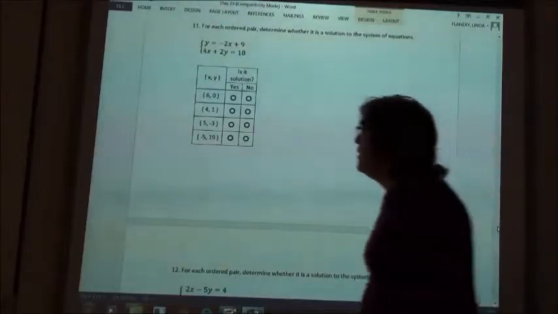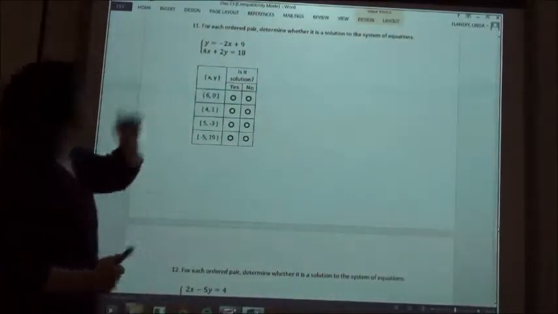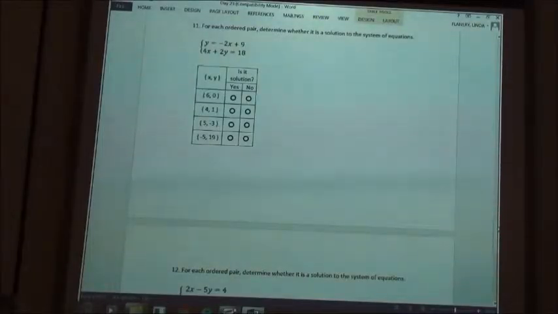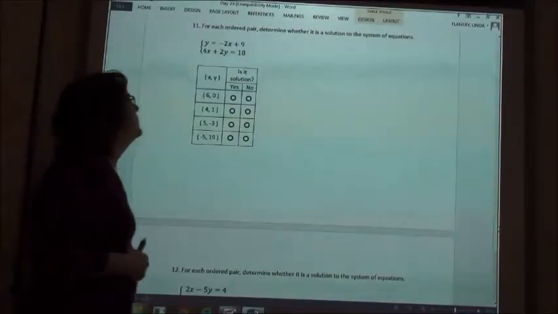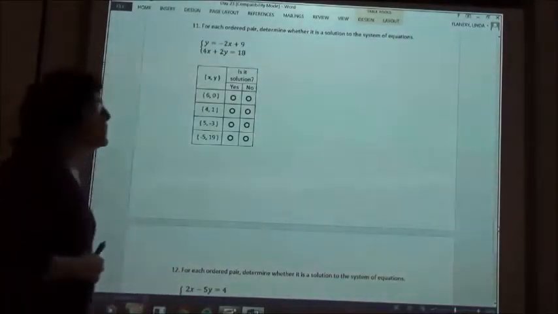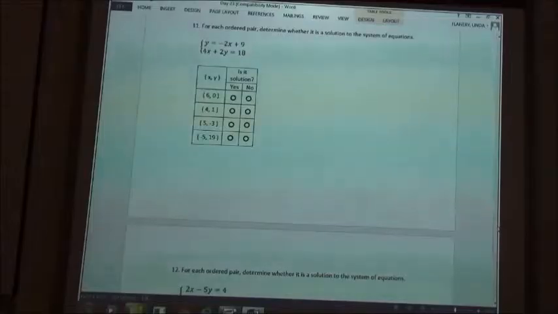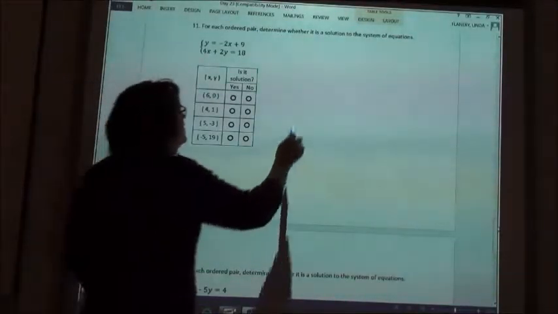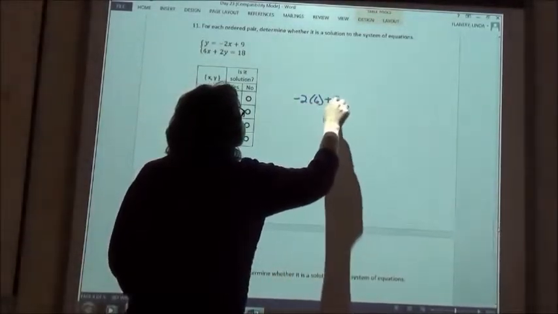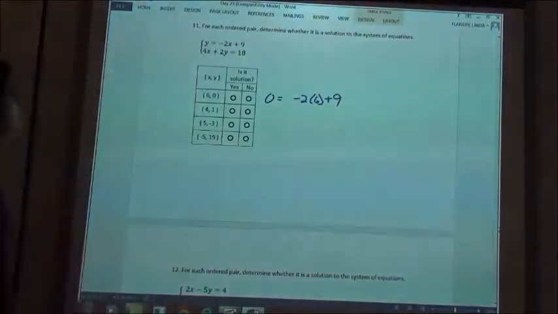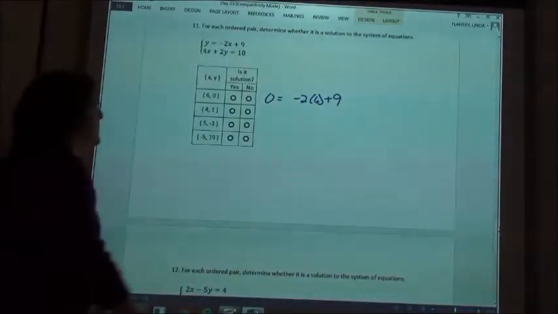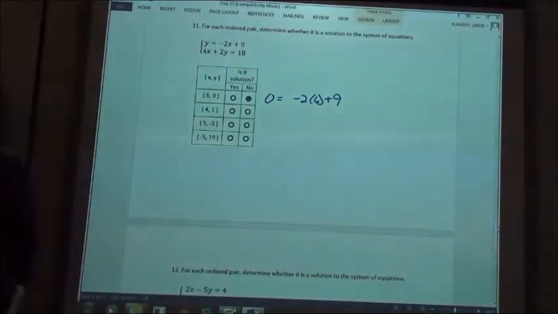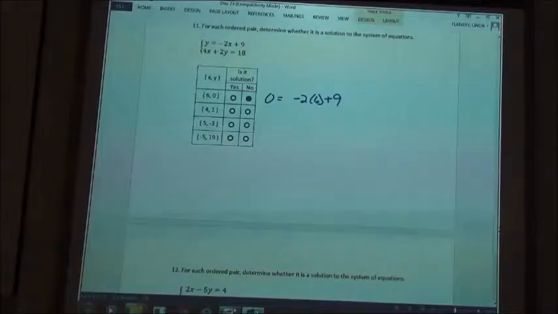So number 11, checking 6, 0 in our first line. How would we do that? Negative 2 times 6 plus 9 has to equal 0. And does that equal 0? It's negative 3. So we don't have to check the second line. It didn't work in the first line.